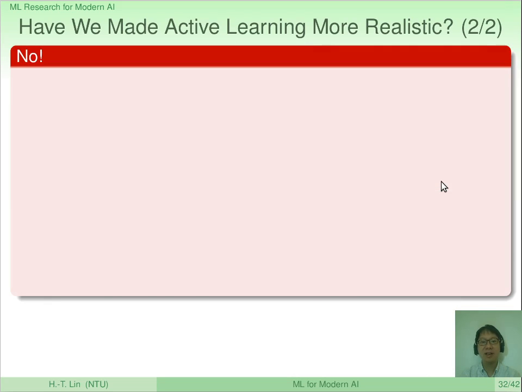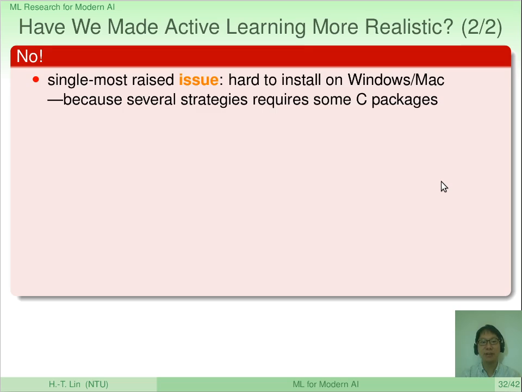On the other hand, the answer can also be no. Why is that? Because we may not have satisfied all needs yet. For example, I mentioned many issues there, but the single most raised issue in our GitHub repository is that the package is very hard to install, because we have used some C packages along with our original Python code, making it hard to integrate and install across different languages. And it's particularly hard to install on Windows or Mac. And that's the issue users care about. Users don't care about whether you have the fancy active learning by learning algorithm.